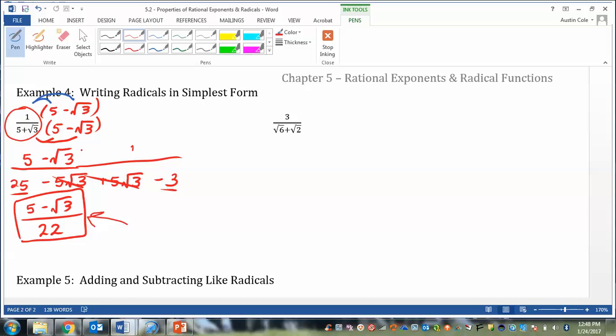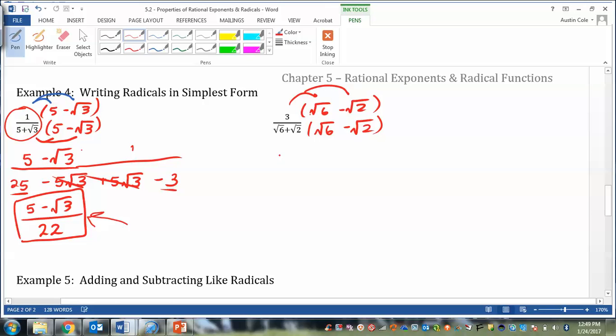Same idea here. I need to get square roots out of the denominator. I'm going to multiply by the conjugate, which is going to be the square root of 6 minus the square root of 2. And I need to multiply that in the numerator and the denominator. So when I do this in the numerator, I need to distribute my 3. So I'm going to get 3 square root of 6 minus 3 square root of 2.